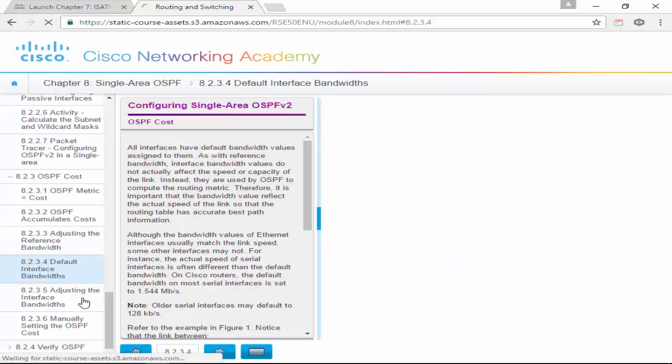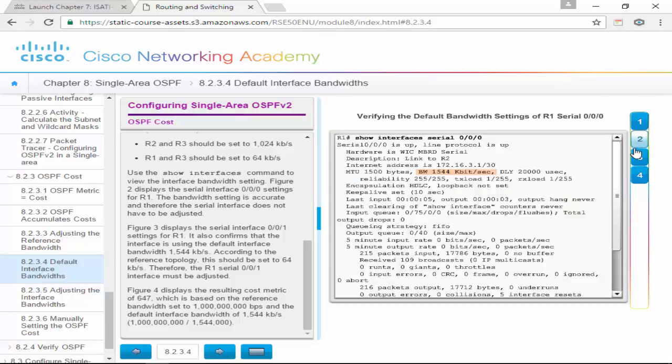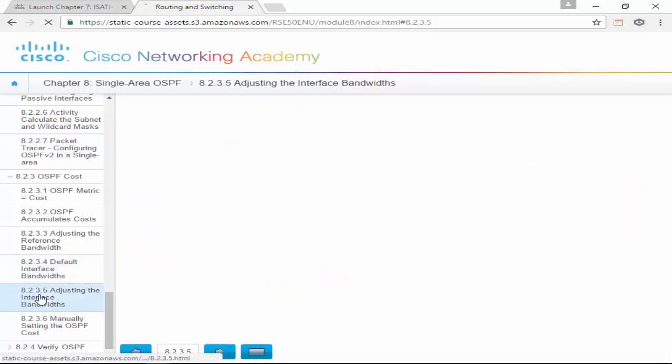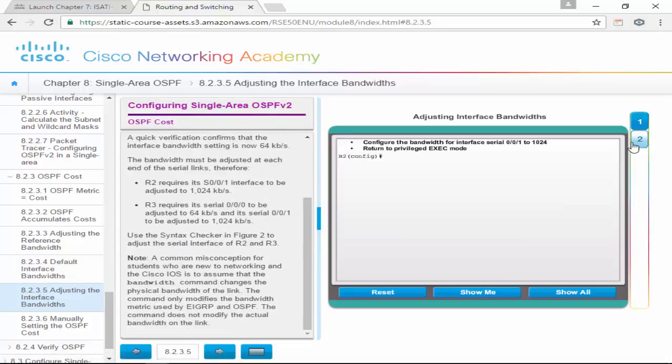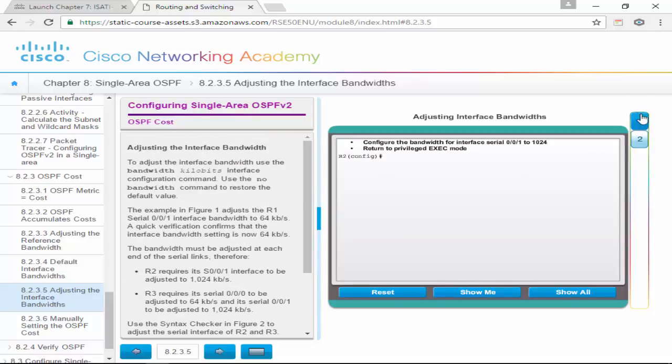So what are they telling here? Hit the bandwidth command. Anyways, this is talking about adjusting using the bandwidth command.